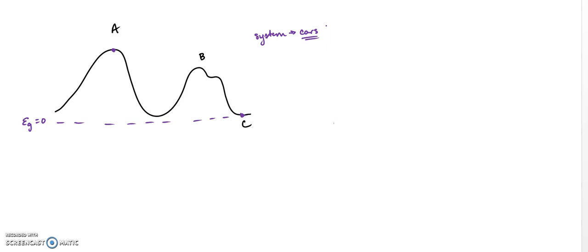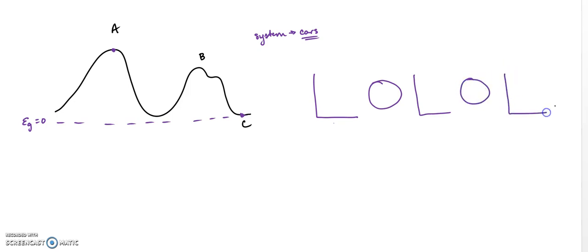So here we go. Let's go through this exciting LOL. We actually have 3 spots: L, O, L, O, L. This is going to be point A, point B, point C, and again, those are the cars, and I'm including the people in the cars, just so there's no confusion.